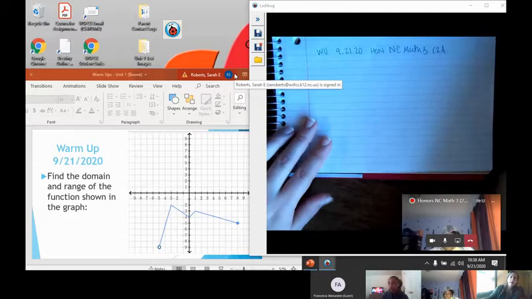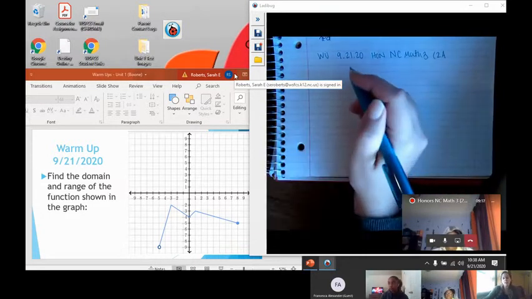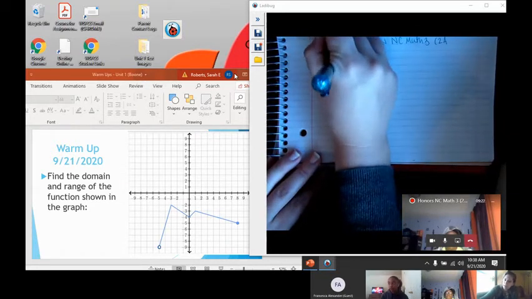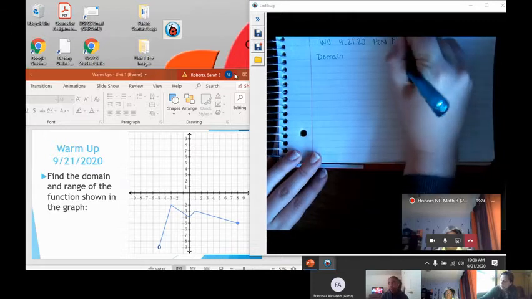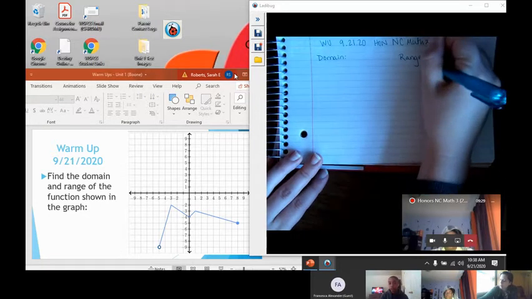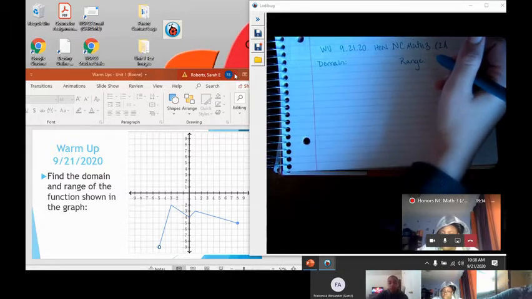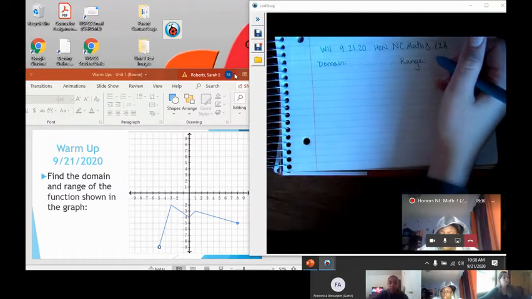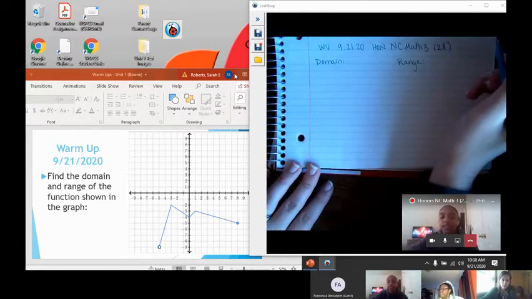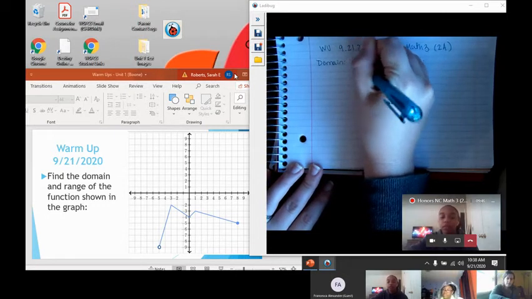Okay, so I asked you guys to find the domain and range of the function shown in the graph. So we'll start with domain and then do range. Since there's only 3 of you, if one of you would just volunteer. I got domain. All right, you said -5 to what? 8.